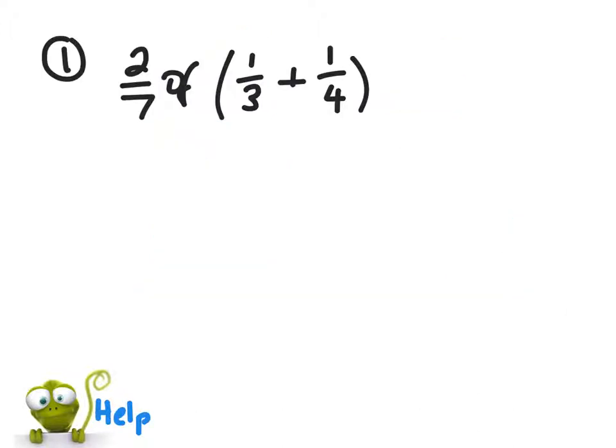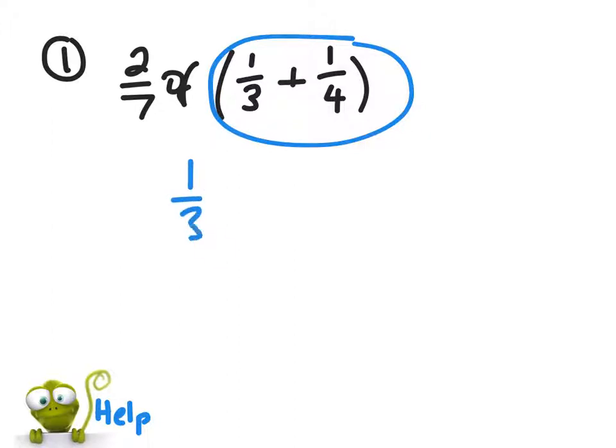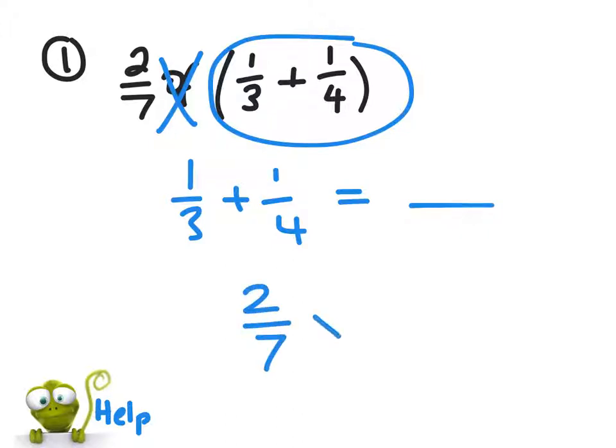Question 1, fraction question. We've seen these many times before. First thing we need to do is work out what 1/3 add 1/4 is. I'll leave you to do that. You should be able to do that without any problem. And then remember the "of" can be changed to a times sign. So once you've got that first answer, it's 2/7 times whatever that answer is. You should find lots of things cancel.